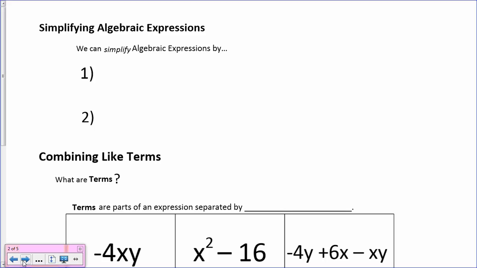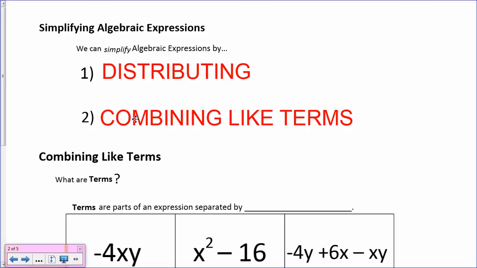There are two steps to simplify an algebraic expression. Step one is to do any distributing that is there. We'll talk about what that looks like in an expression, but you always want to take care of the distributing first. Step two is to combine like terms. Like terms are the things that we actually could simplify. So let's talk about what like terms are, what they look like, what they don't look like, and how to combine them first.